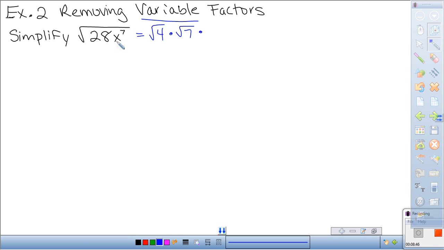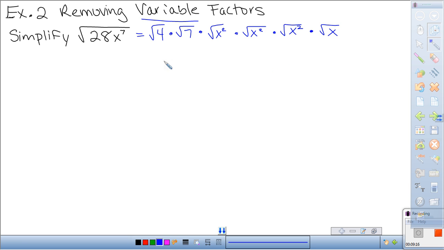Times, now x to the 7th would be the same thing as x squared times x squared times x. So I took the square root of x to the 7th and I rewrote it as the square root of x squared times the square root of x squared times the square root of x. Because x squared times x squared is x to the 4th. Oops, I didn't finish, did I? x squared times x squared is x to the 4th times x squared is x to the 6th times the square root of x. That's why it's always good to go back over and check what you did, because sometimes we make mistakes.